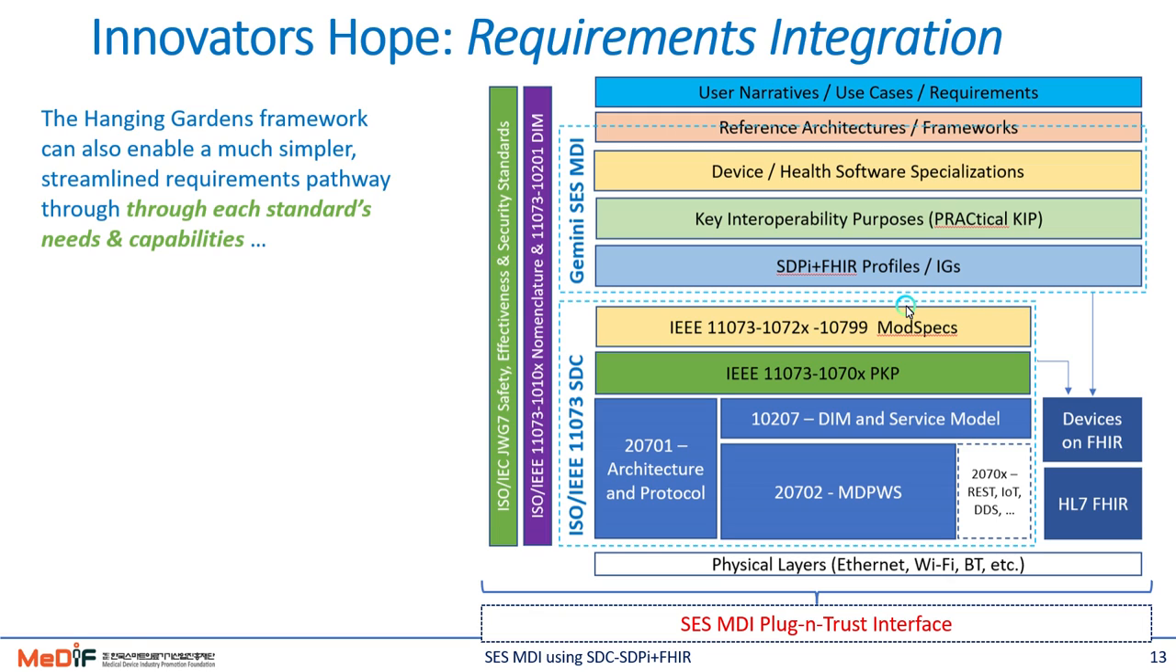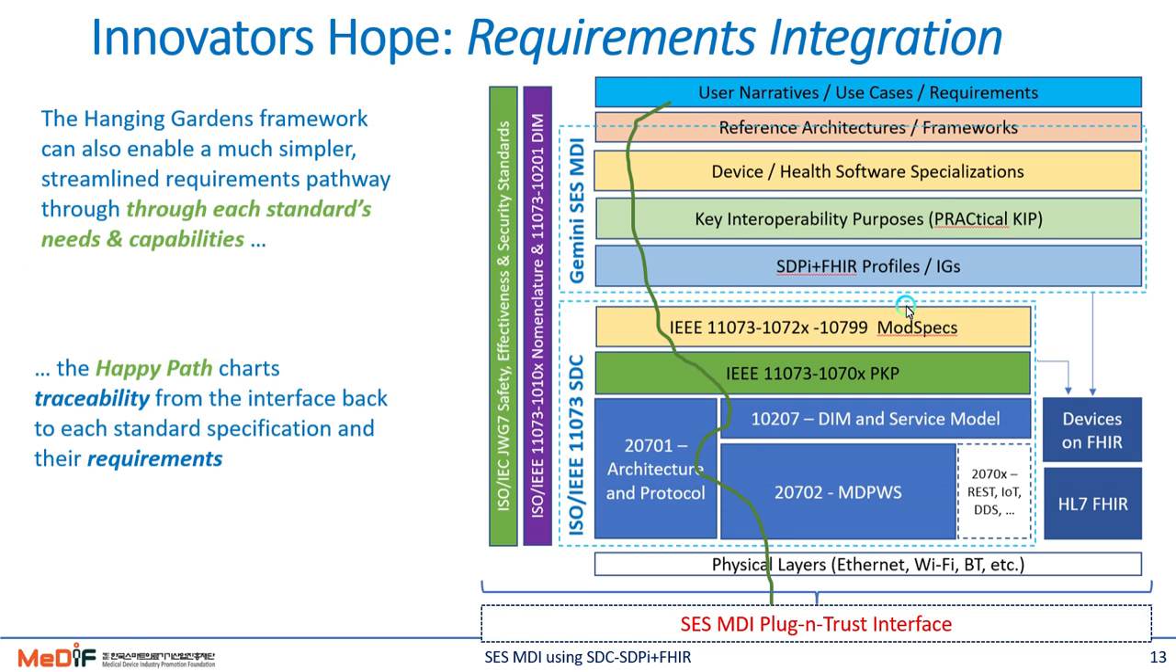Requirements integration. Think about this. How much simpler a streamlined requirements pathway through each standard's needs and capabilities would be. A happy path here charts traceability from the interface back to each standard's specification and their requirements. So you don't have to do all those multiple ones individually. What if we could have a happy path that allowed us to chart that course to the single interface and then show how the capabilities there meet the requirements across all those standards?